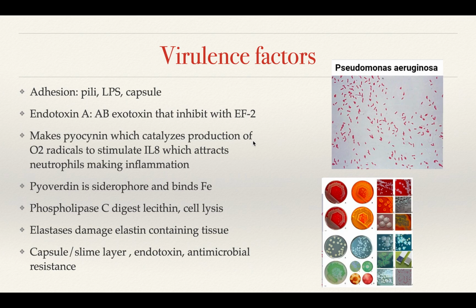Pseudomonas aeruginosa also makes pyocyanin, which catalyzes the production of O2 radicals to stimulate IL-8, which attracts neutrophils and causes inflammation. Pyoverdin is a siderophore, and it binds iron. Phospholipase C is going to digest the lecithin and cause cell lysis, and the elastases are going to, of course, damage elastin. So the capsule, the endotoxin, and the antimicrobial resistance are all going to play huge roles in the virulence.